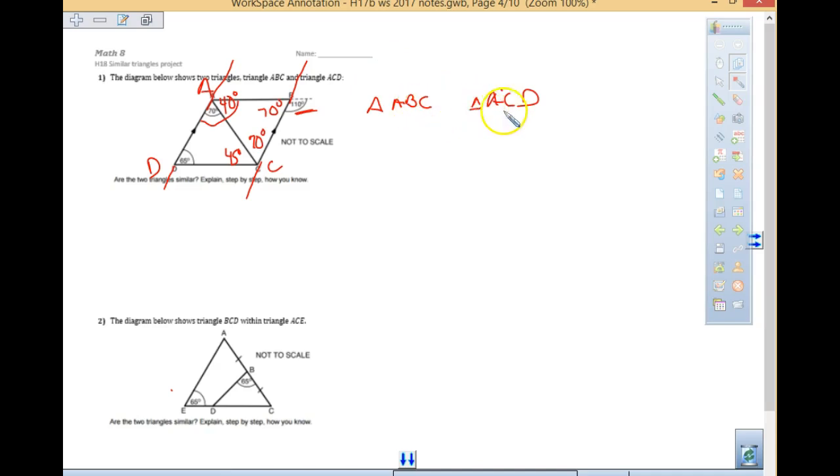Triangle ABC and triangle ACD are what? Congruent or similar or not? Do we have two? So I have a 70. Yep, I have a 70. Here I have a 45. I have a 45. Here I have 70, 70, and 40. Are they similar? Do we have two angles congruent in each? Similar or not? Raise your hand for not similar.